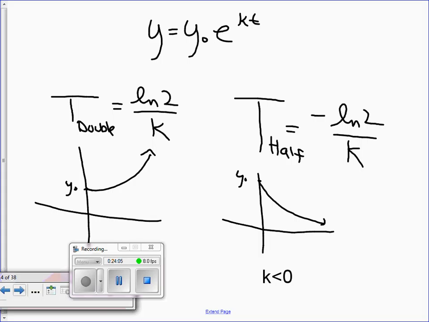Okay, well, ln of a half is just negative ln of 2, because it's ln of 1 minus ln of 2, and ln of 1 is 0.